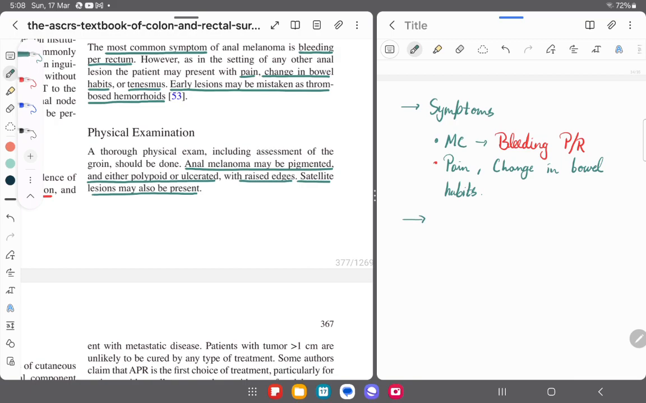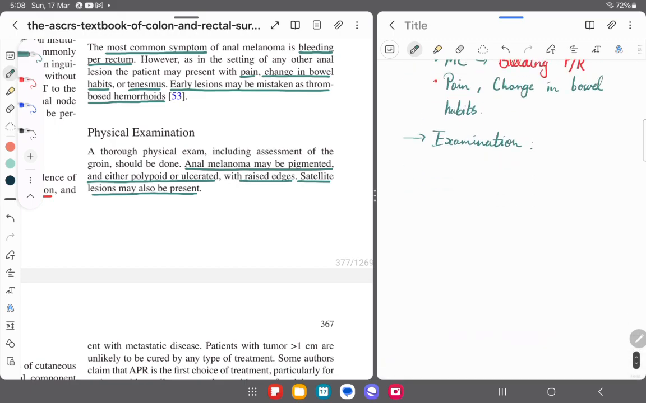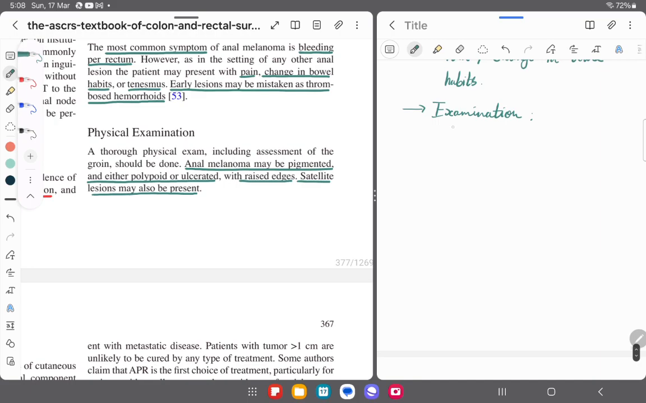So on examination, anal melanoma will be pigmented, either polypoid or ulcerated. And there will be raised edges, and satellite lesions may be present.